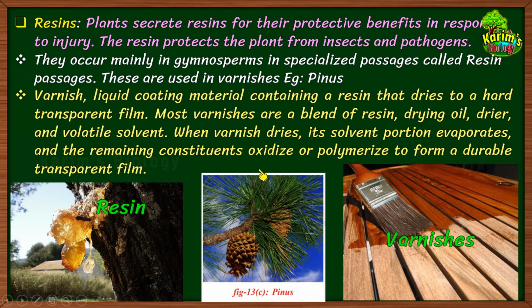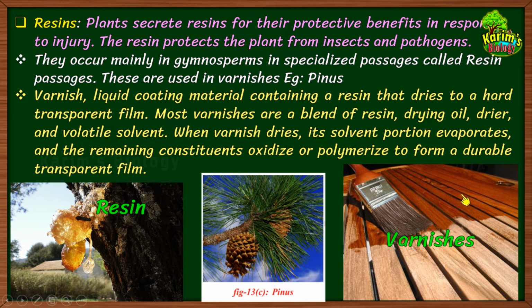Okay, so how does it work? When you apply varnish onto the surface of a wooden item, the solvent portion gets evaporated. The volatile solvent evaporates, and the remaining constituents oxidize and polymerize. Polymerize means they bind to each other and form a thin layer on the surface of the wood. And this thin layer will be a durable transparent film.